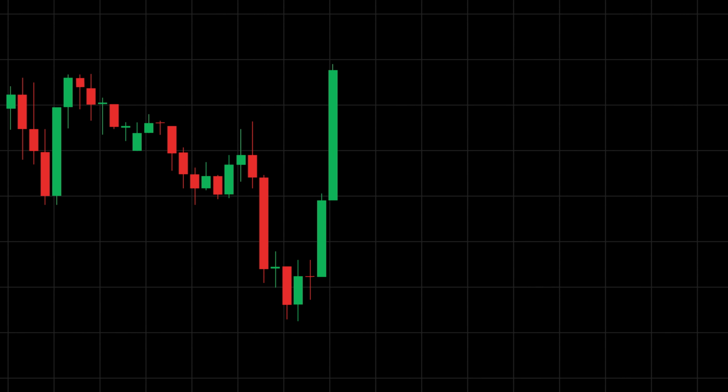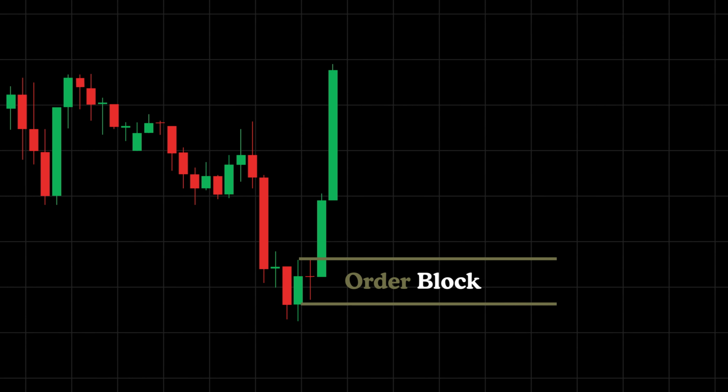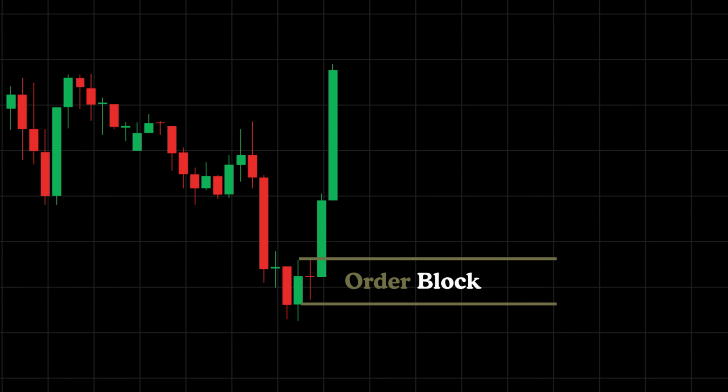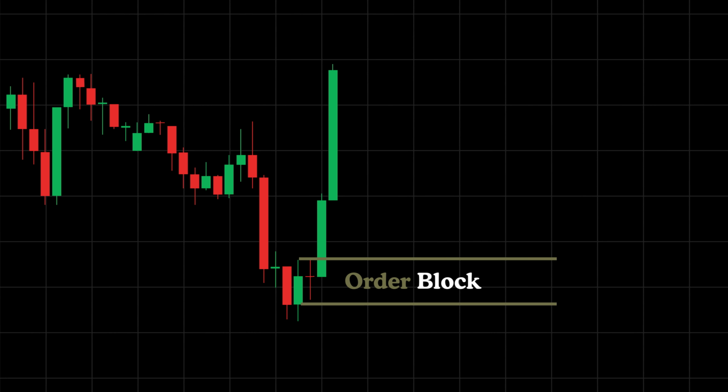Get ready, let's dive in. We'll begin with order blocks. In smart money concepts, an order block is simply the final candle that created market inefficiency, the area where large institutional players most likely place their decisions.